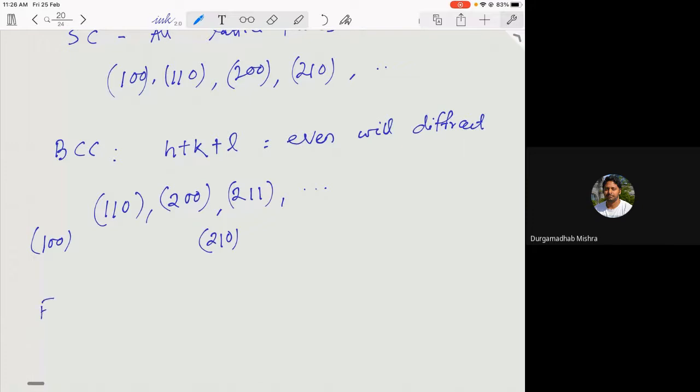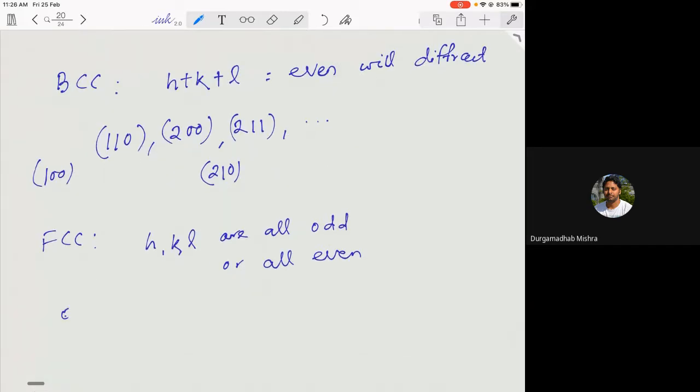If I take FCC, the condition for diffraction is also different. In that case, the condition is HKL are all odd or all even. For example, 111, where all HKL values are odd, will diffract. All even, so 200 will also be present. Now 110 will not exist, and 211 will not be there, because there is a mixture of odd and even HKL values. Then 220 is possible and will give rise to a diffraction pattern. 311 will also satisfy the Bragg's condition. So you can see there are missing orders depending on the type of the crystal.